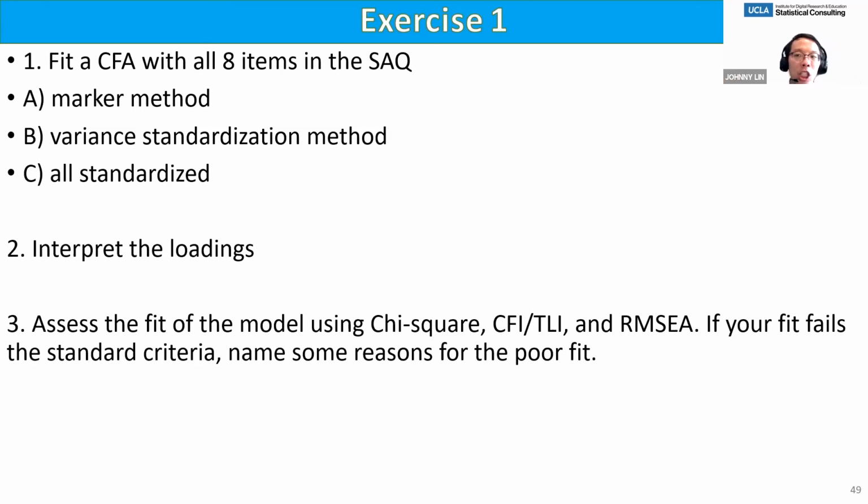Okay, you can either do it manually if you want more practice. I encourage you to try it manually and then do it with the shortcut method that I showed you. Interpret the loadings and then assess the fit. And then name some reasons for the poor fit, okay? So what I'm going to do is give you maybe 5 minutes to do that.